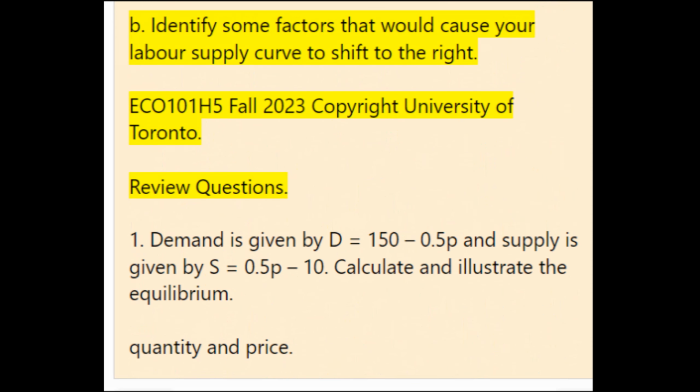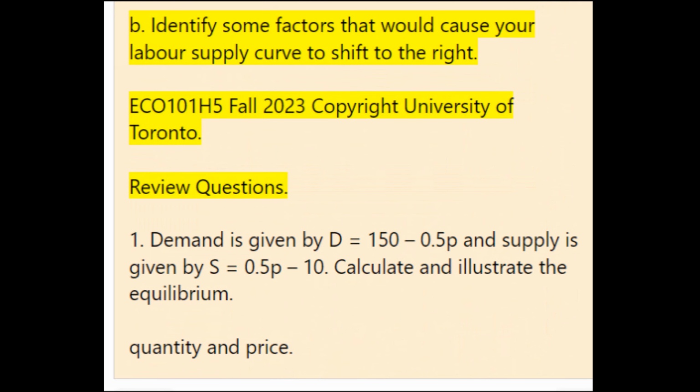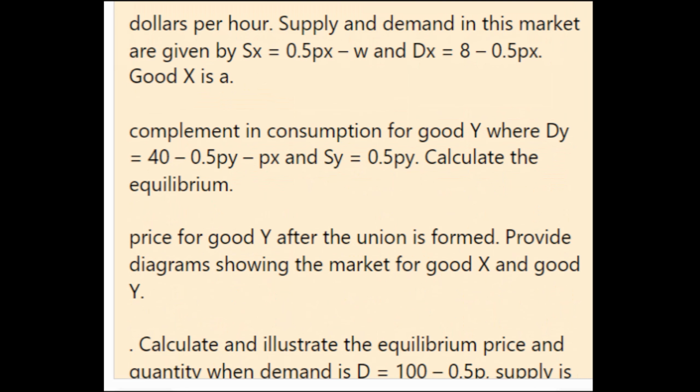B. Identify some factors that would cause your labor supply curve to shift to the right. ECO 101H5 Fall 2023. 1. Demand is given by D = 150 - 0.5P and supply is given by S = 0.5P - 10. Calculate and illustrate the equilibrium.